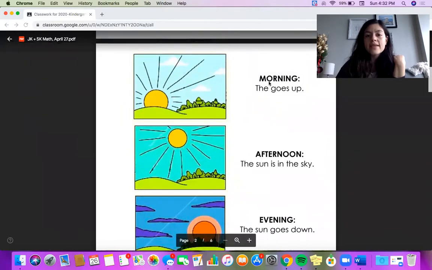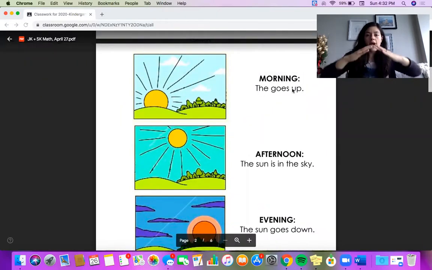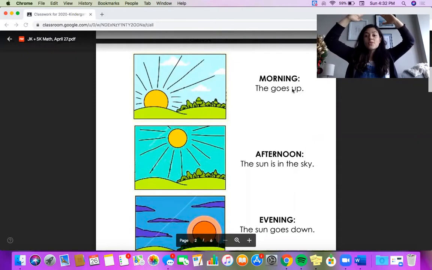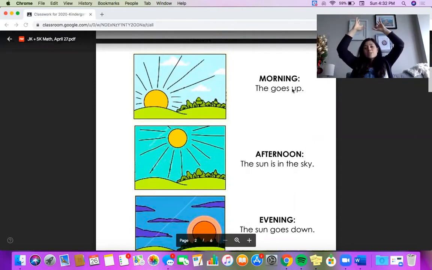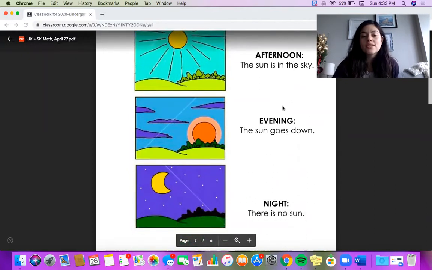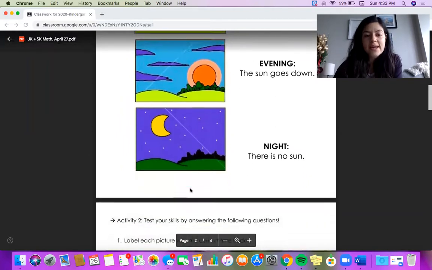In the morning, the sun goes up, it's rising. Then at noon, which is at 12 o'clock, it's at the highest point in the sky. Afternoon is still a really hot part of the day. The sun is shining very bright in the sky up high. And then the evening, the sun is going down, down, down. And finally, at nighttime, you no longer see the sun. You can just see the beautiful moon in the sky. So those are the 4 points of the day that we're going to be focusing on today.